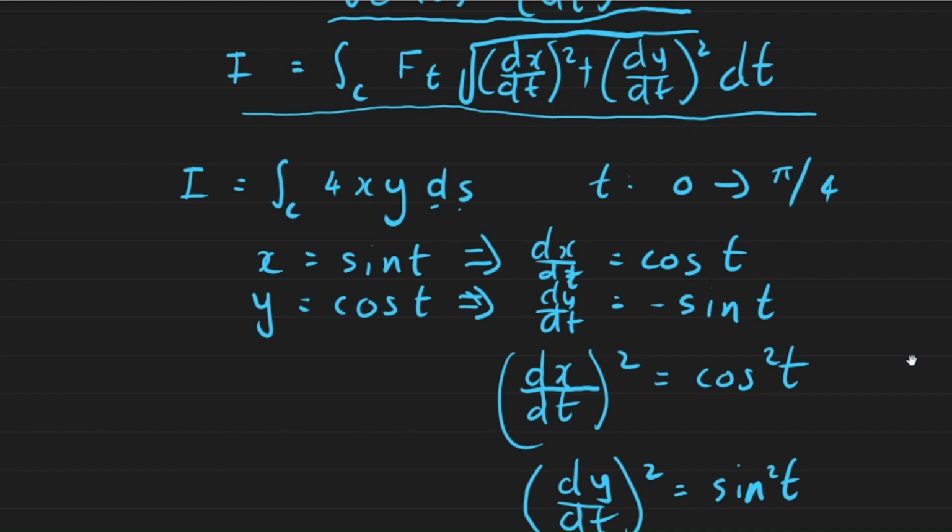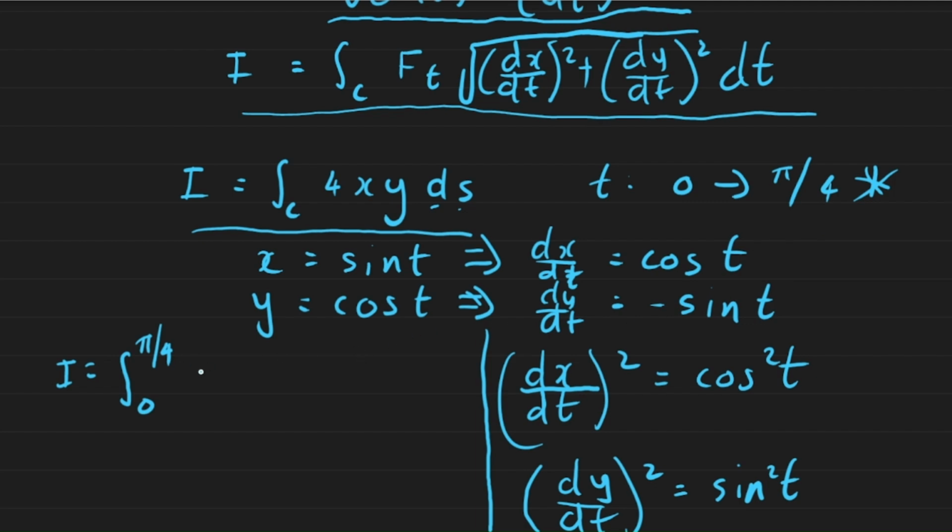So all that's required for us now is just to substitute everything into our line integral, which we will now do. If we do that, we see that I, our line integral, is equal to, firstly, our integration boundaries from 0 to pi over 4, which has been defined as part of the example that we're solving. And 4 times xy is just 4 times sine t times cos t, which is y. And of course, ds we saw was equal to dt, so we just substitute in dt.